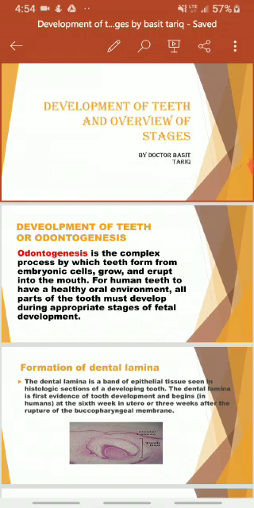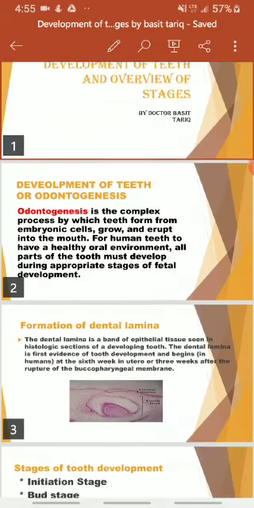Well, firstly, development of teeth is also known as odontogenesis. It is the complex process by which teeth form from the embryonic cell, grow and erupt into the mouth. It is necessary for the parts of the tooth to develop during the appropriate stages of fetal development.